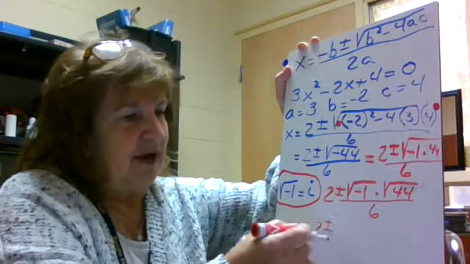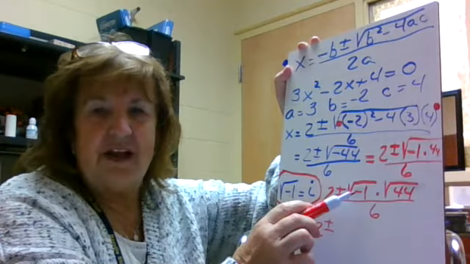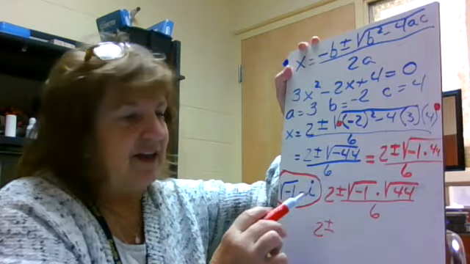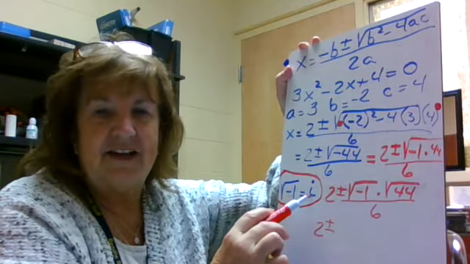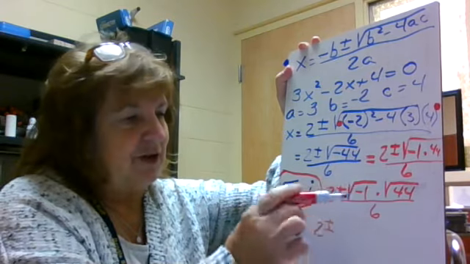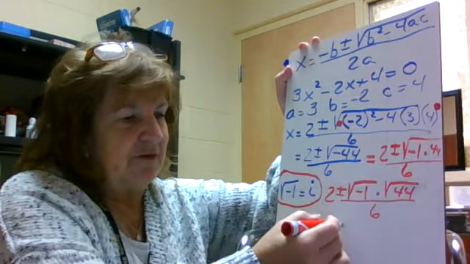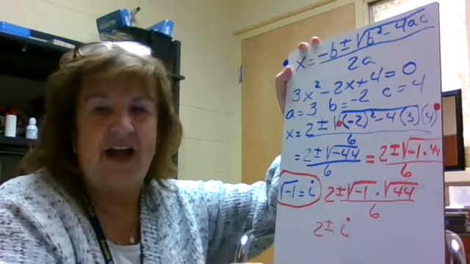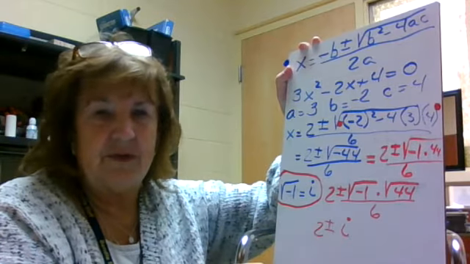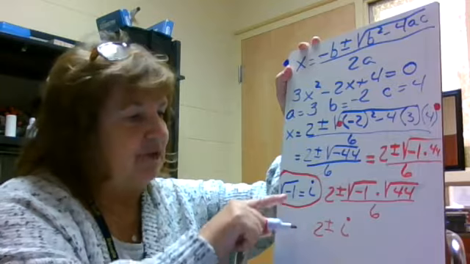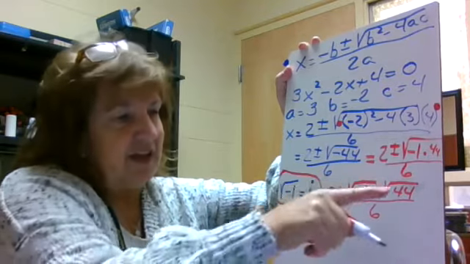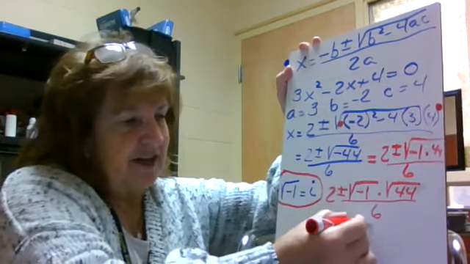Now, this is where we are. This square root of negative 1 is I. That's what that's equal to. So in place of that square root of negative 1, I'm going to put an I. Not square root, just the letter I, because that's what it's equal to. This square root of 44 stays there.